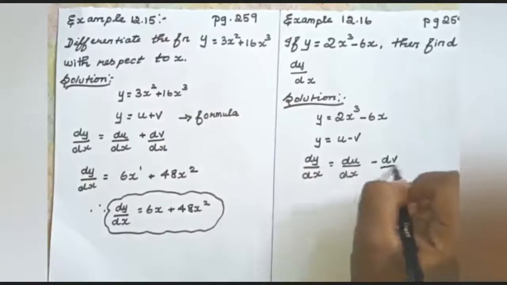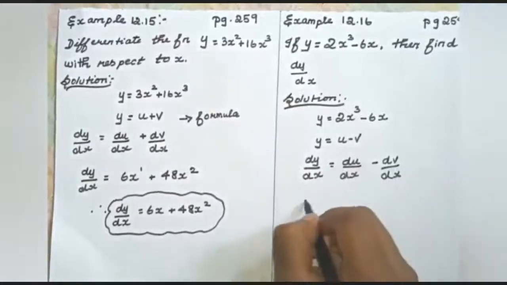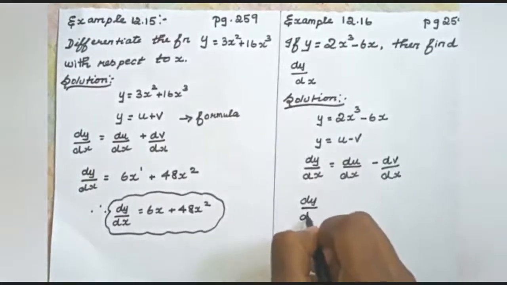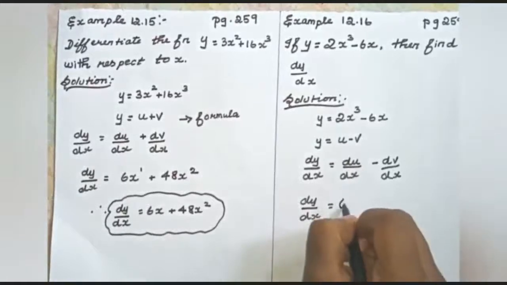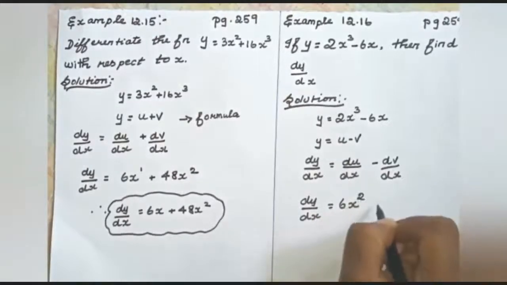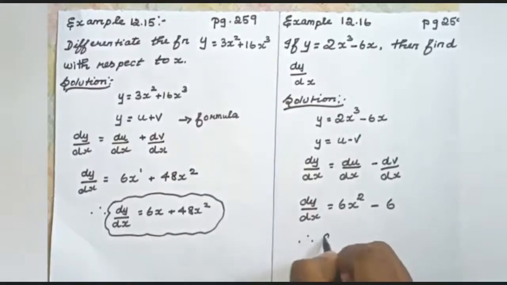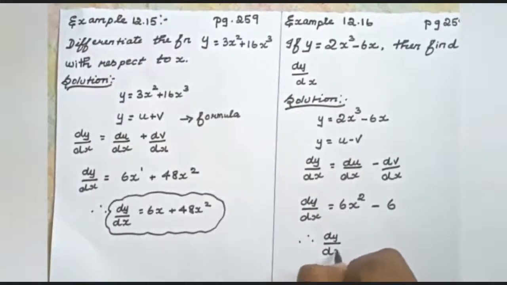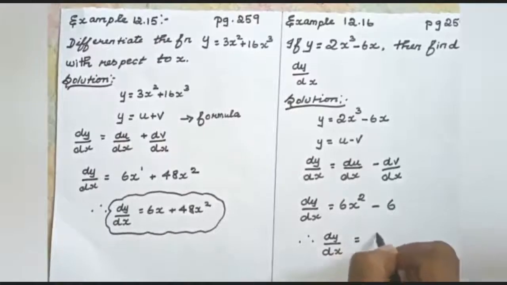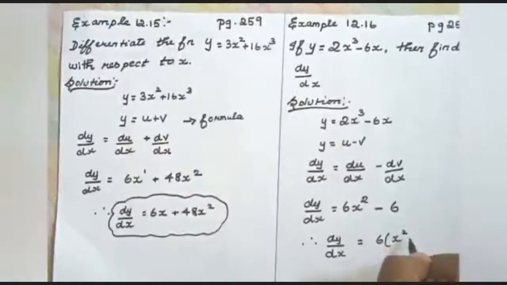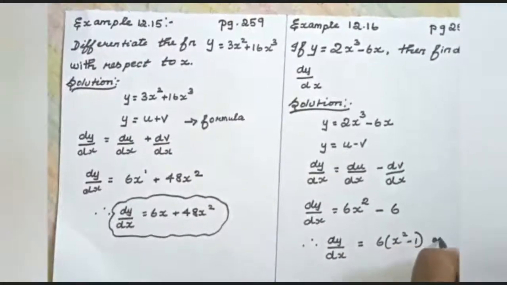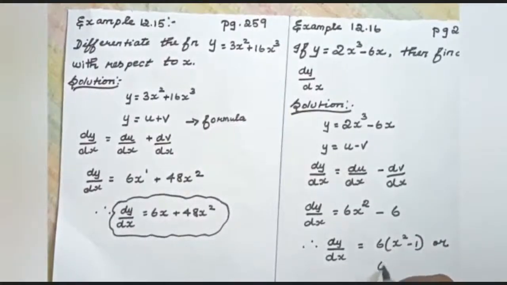Now proving that, 2x cube will be differentiated as 3 into 2 will become 6x and the power 3 will be reduced to 2, and adding the minus sign, which is more important. Next, differentiating 6x will give 6. So finally for this 12.16 the final answer will be 6x square minus 6. So from this solution we can take 6 as common and put x square minus 1 in the bracket. This completes the sum. Thank you.